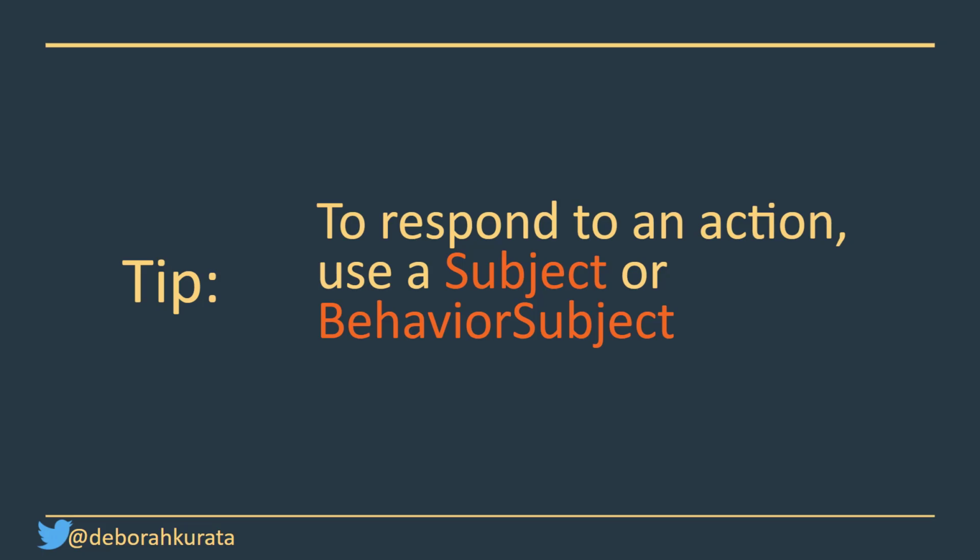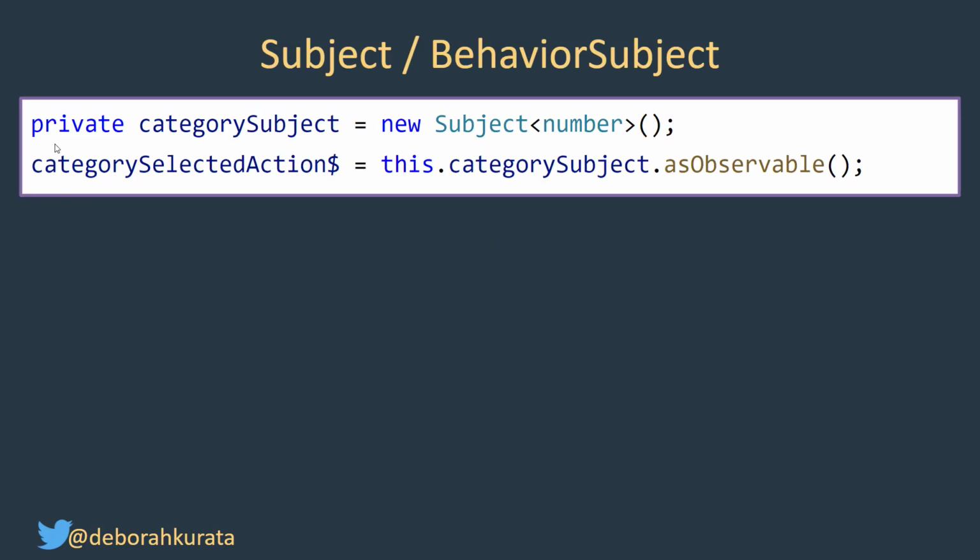To respond to an action, use a subject or behavior subject. Now, a subject and behavior subject are special types of observables. So they're special kinds of observables that we create ourselves. So here's a subject. I'm using private to create the subject, and I'm using the new keyword to create a new instance of a subject. The generic argument there defines what I plan to emit into the subject I'm creating. So I want to pass in a number, that category ID.